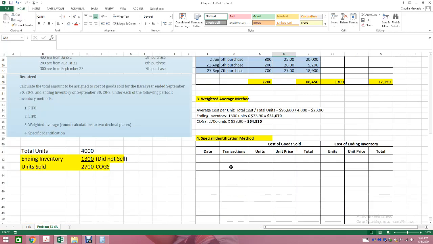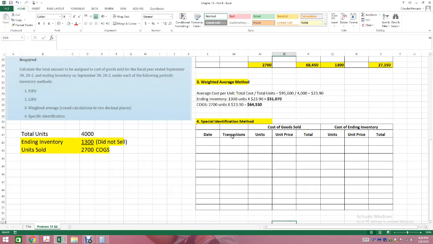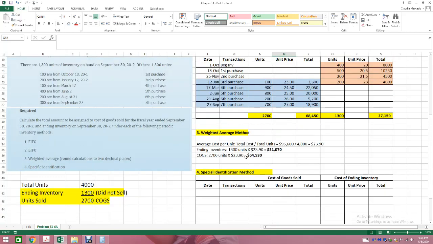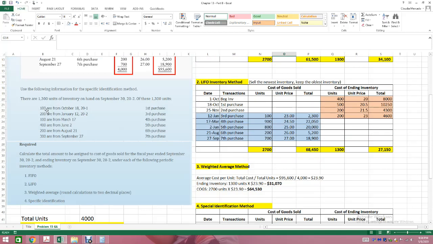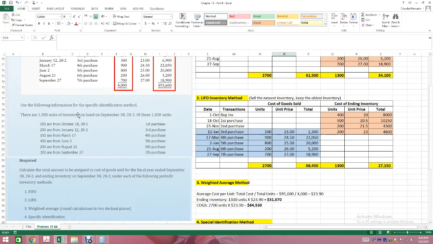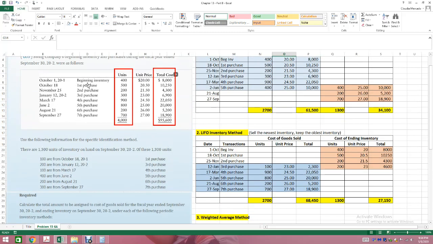So I went ahead and did the same table that I did before to stay organized. Now, let's look at this. 100 units from October the 18th. On October the 18th, I had 500 units. They're telling you that you have 100 left over, which means you did not sell 100 of those. That is your starting point. They're starting off with the first purchase.